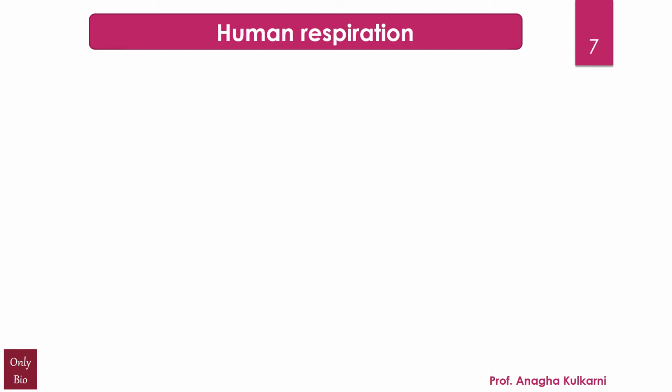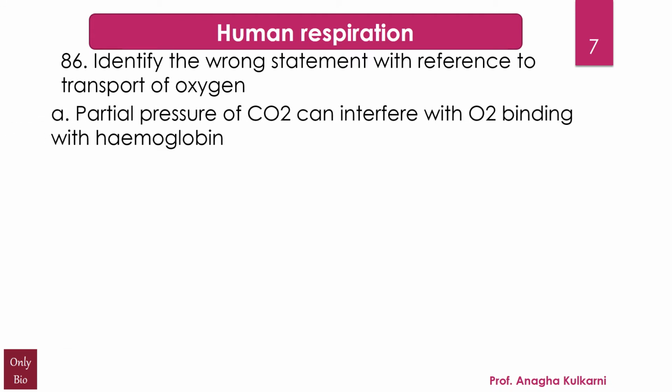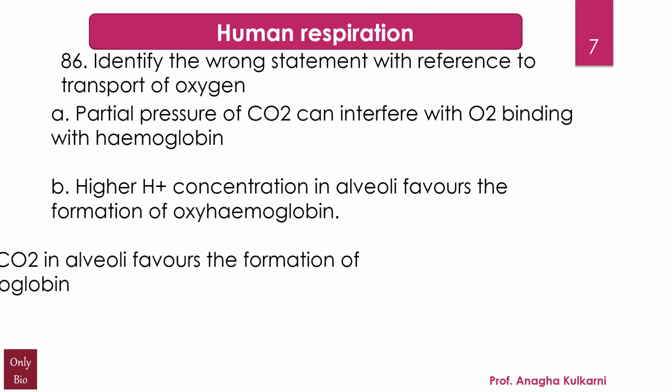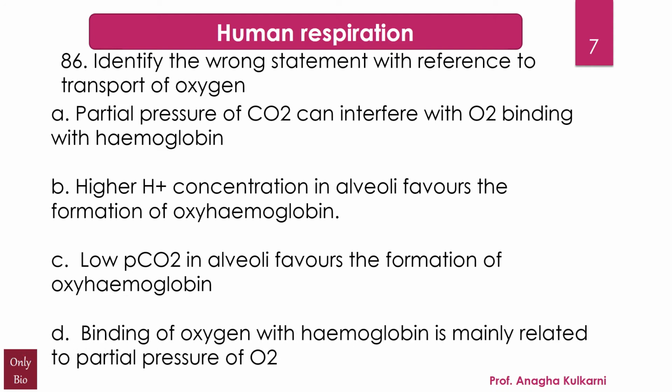The next question relates with the chapter Human Respiration, and the question is, identify the wrong statement with reference to transport of oxygen. A. Partial pressure of carbon dioxide can interfere with oxygen binding with hemoglobin. B. Higher H plus concentration in alveoli favors the formation of oxyhemoglobin. C. Low partial pressure of carbon dioxide in alveoli favors the formation of oxyhemoglobin. And D. Binding of oxygen with hemoglobin is mainly related to partial pressure of oxygen. And the correct answer is B.